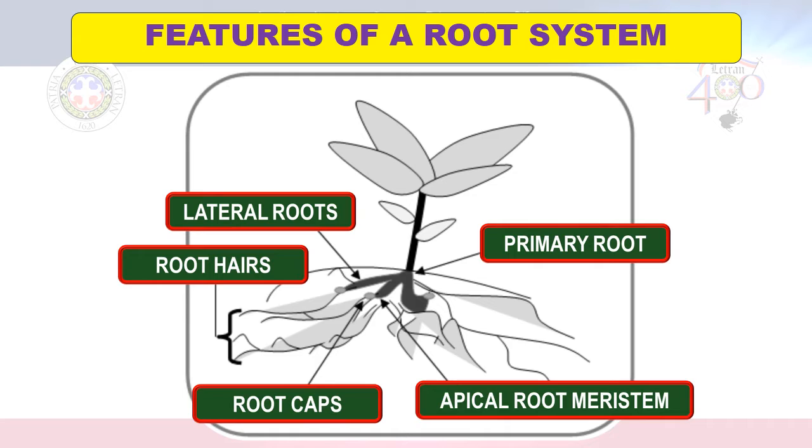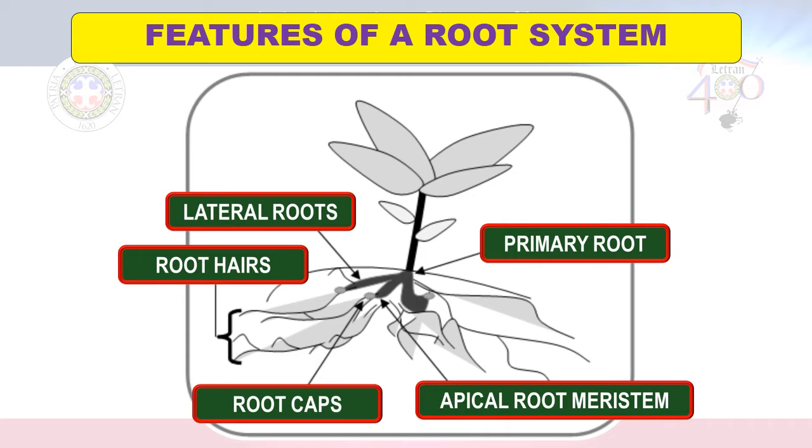Next is root hair. Root hairs are extensions of root epidermal cells that are important for acquisition of nutrients and greatly increase the surface area for absorption. Next in line, apical root meristem. The apical root meristem is a zone of cell growth in the root tips of plants. Apical root meristems give rise to the plant and are responsible for the extension of the roots.